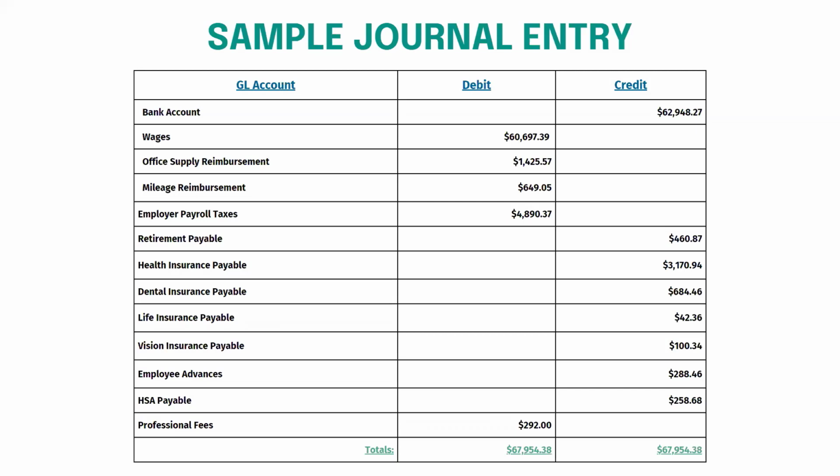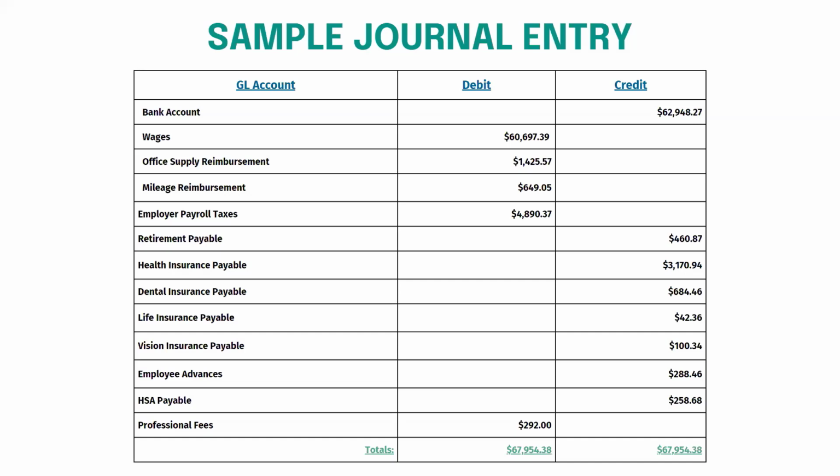Then we look at all of our liabilities, right? In this situation, this client is making all of the retirement contributions and health insurance contributions and so forth on their own. We're not making those for them. So there's retirement payable, which means they owe $460 of employee money to their retirement company. They want to make sure that's on their books as a credit, which will go as an outstanding liability on their books. Same thing with health, dental, life, vision. Those are all going as credits on their books because that's money that the employee has either contributed or is contributing to their retirement or insurance and so forth.